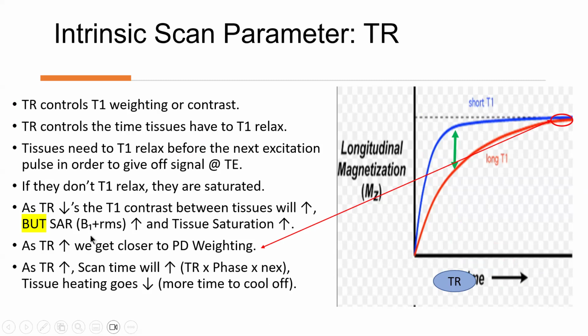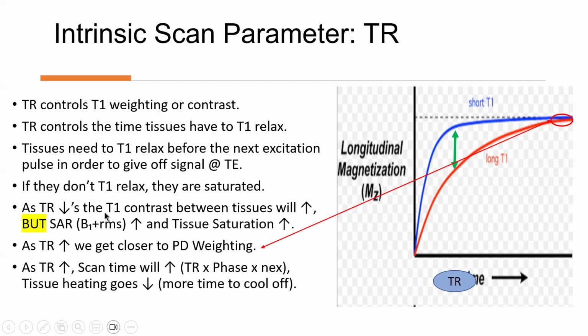Here's something else that you should be aware of. SAR, specific absorption rate. You should know those numbers. I didn't go over them, but know those numbers: 3 in the brain, 4 in the body. They can interchange SAR and B1+ root mean squared. B1 is what? Your RF field, right? And B1+ root mean squared is the amplitude of your RF pulses.